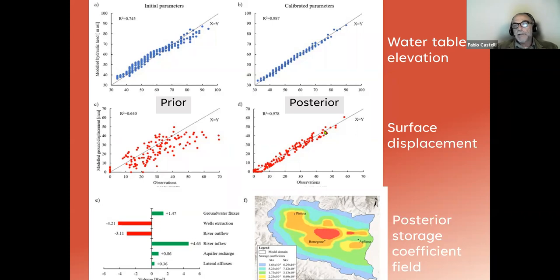And in doing this, you invert for some of the unknown aquifer properties. Like here, for example, the storage coefficients that control the elastic response of the system. And you can see it's quite a varied in space field that varies by order of magnitude that could have been hardly inferred only from interpolating point measurements, okay?